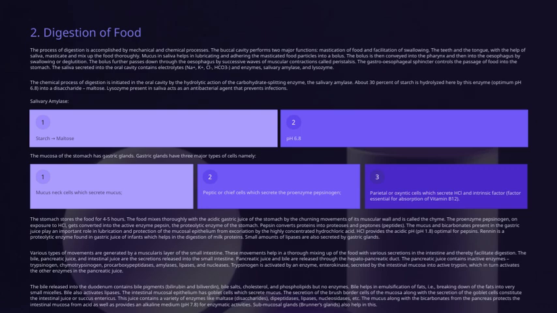The pancreas secretes inactive enzymes like trypsinogen, which are activated in the intestine by enterokinase, ensuring that digestion occurs in the right place and time.